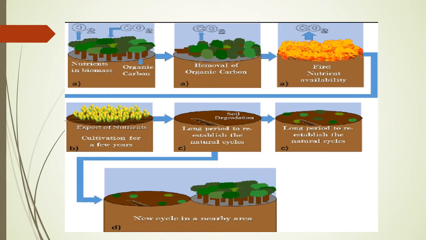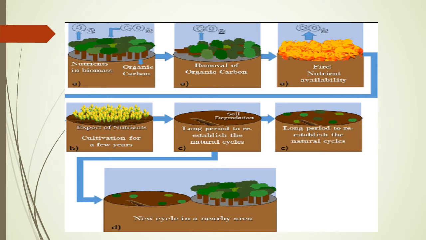After cutting, the burning is done, slash and burn. So burning also releases carbon dioxide. After burning, there is export of nutrients and cultivation for a few years. So you start cultivating the new crop. After that, for a longer period, the soil is degraded and needs time to re-establish the natural cycle.